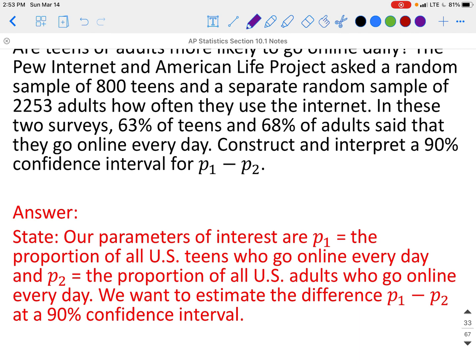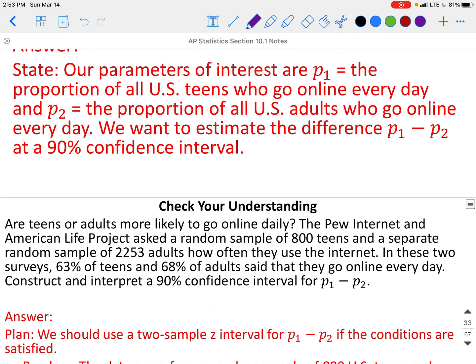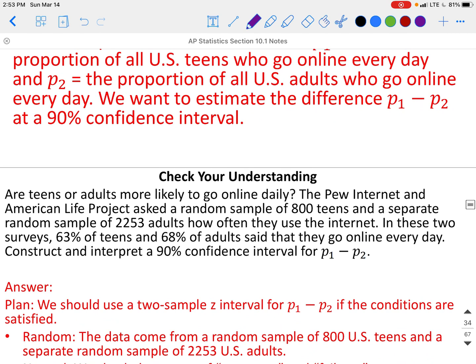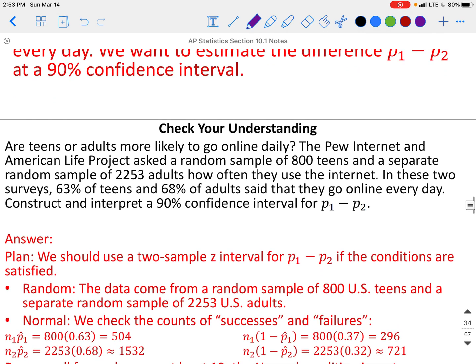Next is our plan. You're going to start by saying what method you will use, and then you will check your conditions. So we should use a 2-sample z-interval for p1 minus p2 if the conditions are satisfied. The first condition we're going to check is random. The data come from a random sample of 800 U.S. teens and a separate random sample of 2,253 U.S. adults. Next, you need to check your normal condition. And to do that, because these are proportions, you are going to find the number of successes and failures in each group, and they should all be at least 10.